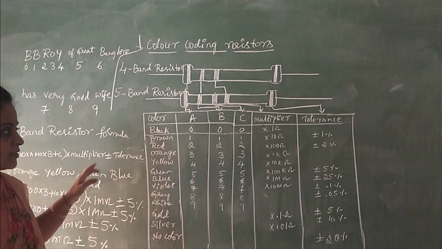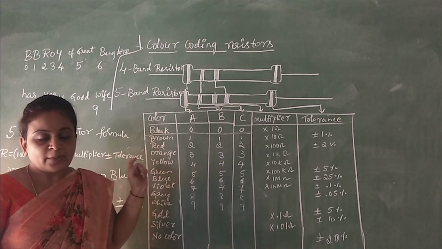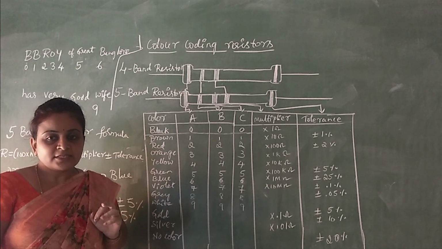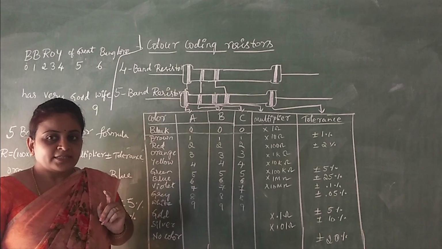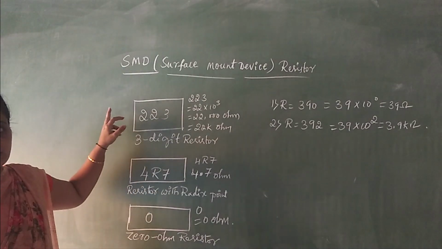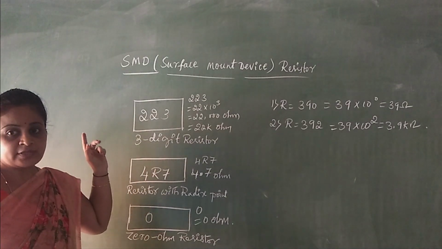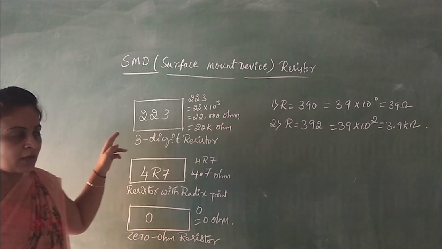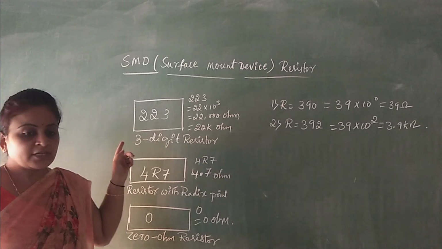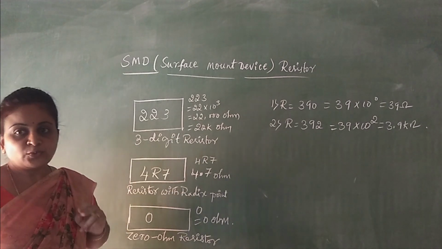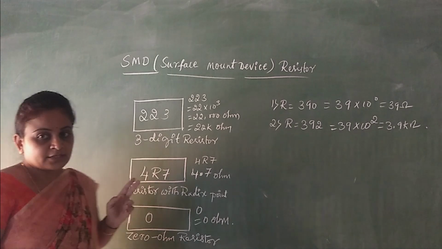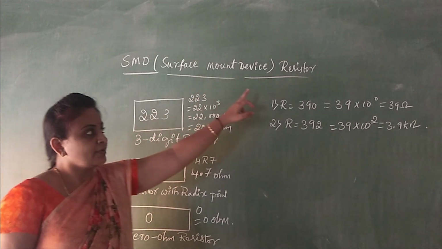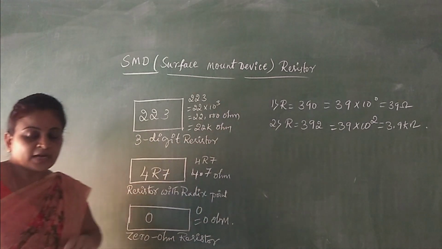So next we move on to the remaining two topics of fixed resistors, that is the surface mount device resistor and the wire wound resistor. Before the color coding method, I explained two types of fixed resistor, that is the carbon film resistor and the metal film resistor. So now I will explain the remaining two types of fixed resistors. First one is SMD, that is the surface mount device resistor, and next one is the wire wound resistor.